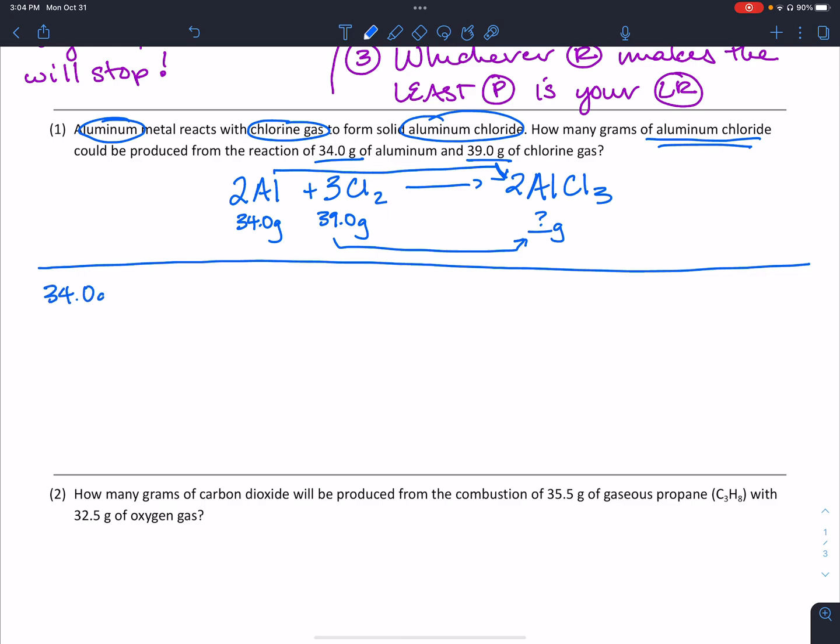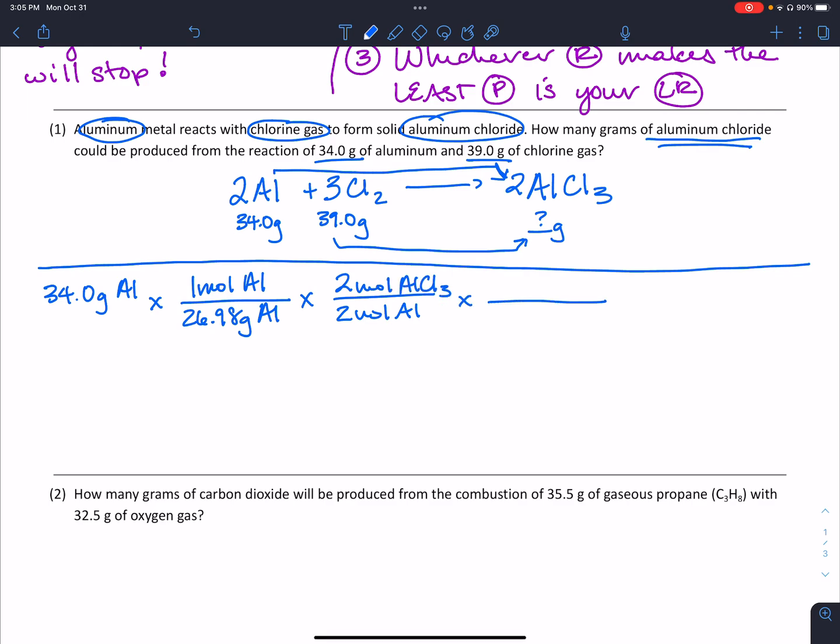So I have 34.0 grams of Al. I need to convert grams to moles using the molar mass. And according to the periodic table, 1 mole of aluminum has a mass of 26.98 grams. All right, I'm going to do my mole ratio step, and I'm going to look at my balanced reaction. For every 2 moles of aluminum, I'm going to produce 2 moles of my AlCl3. Right, now you can stop here, determine the moles, and then compare the moles for each reactant, or you can go ahead and do the gram step.